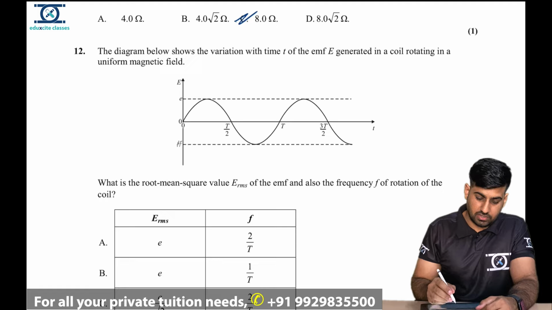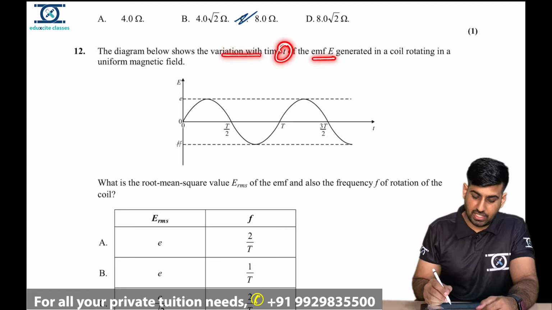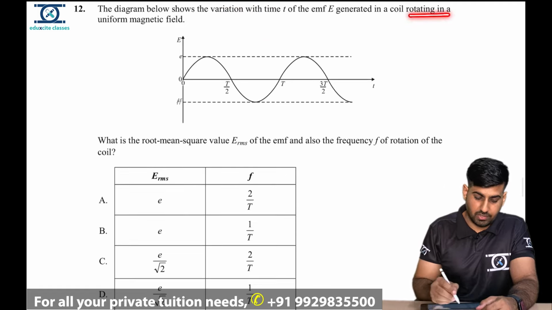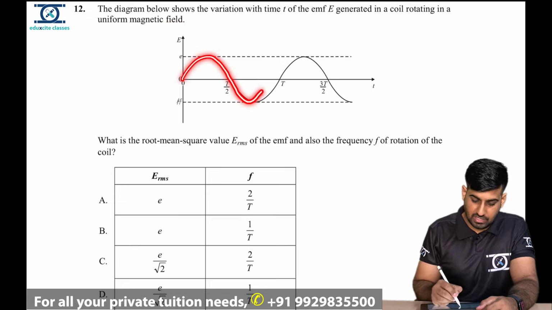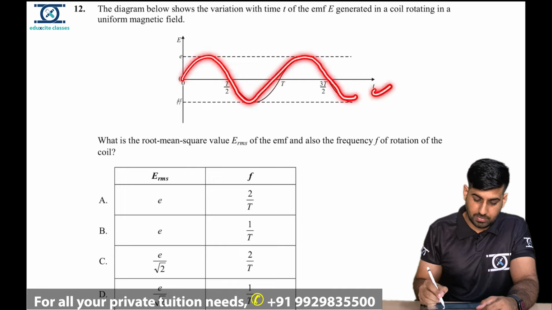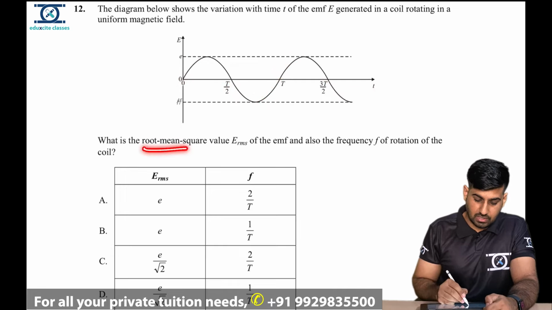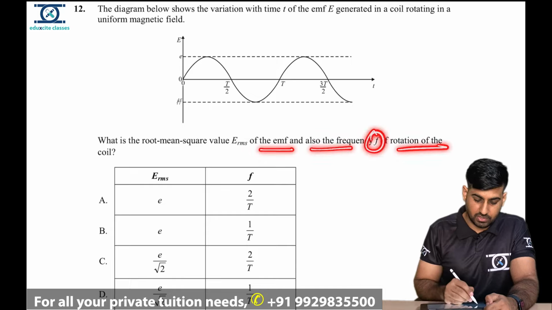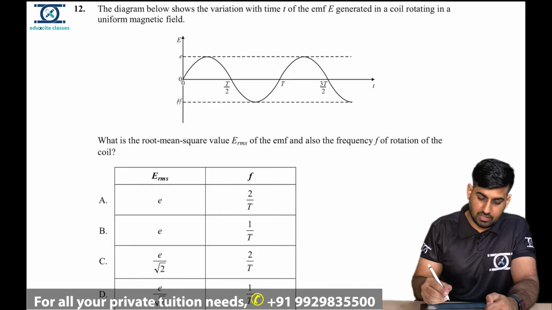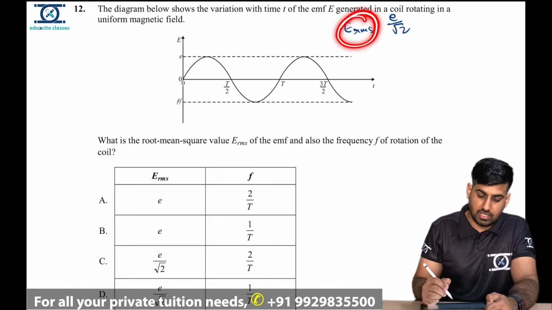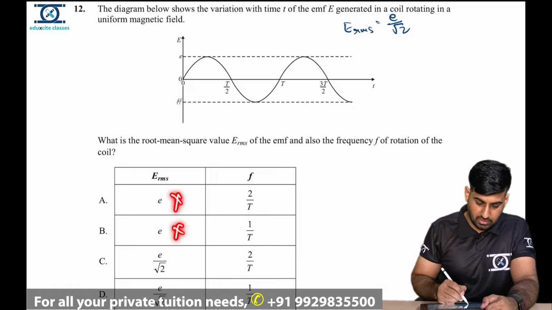Question number 12. The diagram below shows the variation with time t of the EMF E generated in a coil rotating in a uniform magnetic field. So you can say this is the EMF generated in a rotating coil with respect to time. The RMS value ERMS of the EMF, and also the frequency f of the rotation of the coil. So we know that ERMS will be equal to small e by root 2. This is the relation for ERMS. So this A and B get cancelled, so we have to think.